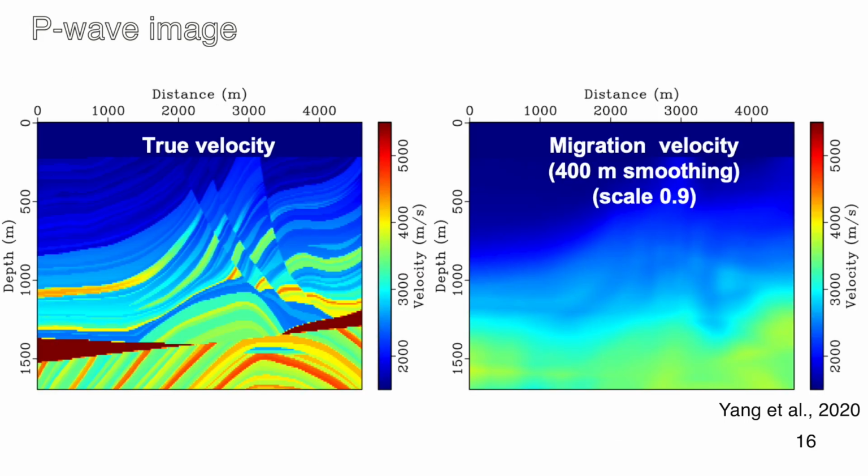Let's see a numerical test using the Marmousi model for the difference. The accurate velocity model is seen on the left, and we build a migration velocity model by smoothing the true velocity model with a 2D Gaussian function, whose vertical and horizontal correlation lengths are 400 meters. We built in a 10% bulk velocity error by applying a scaling factor of 90%.